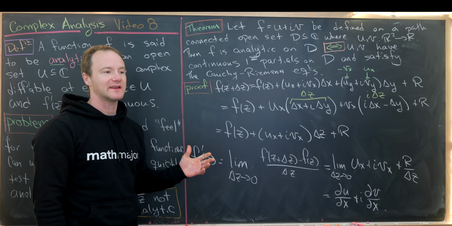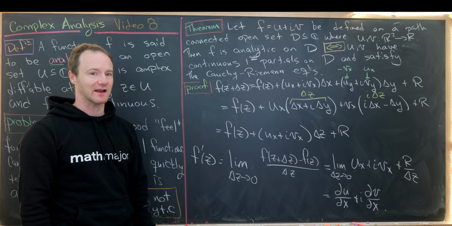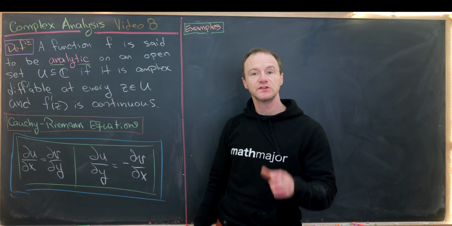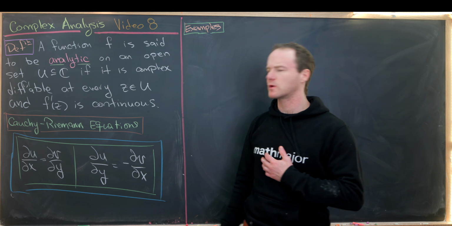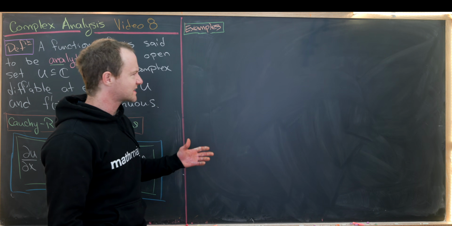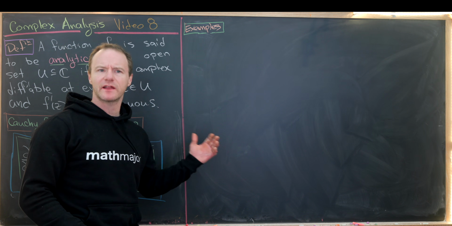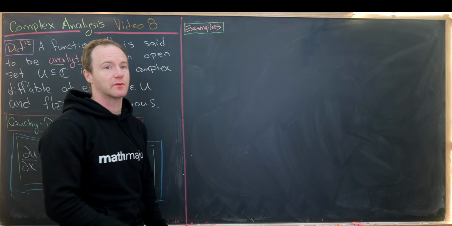So now we've got a really nice concrete test for when a complex valued function is analytic. Let's look at some examples. So I've left the Cauchy-Riemann equations on the board because they're going to be important for our examples. So let's check some standard complex valued functions are indeed analytic or not analytic as is appropriate.